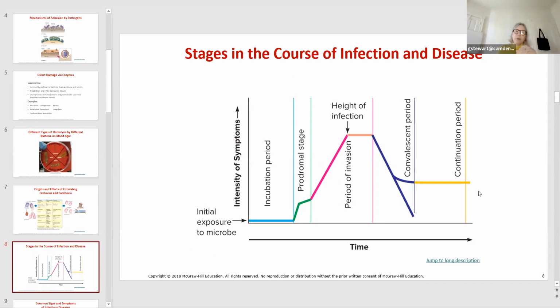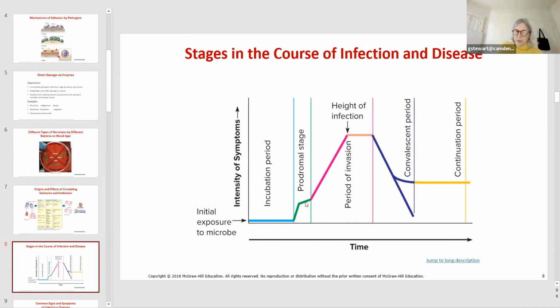So the incubation period is the time between, notice time is on the x-axis here, the time from your initial exposure to your earliest non-specific sign or symptom. This might be until the first time you feel like, oh, I don't feel so great today, or I'm a little hot, or I have a headache.